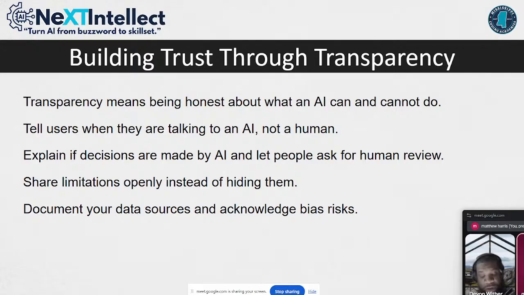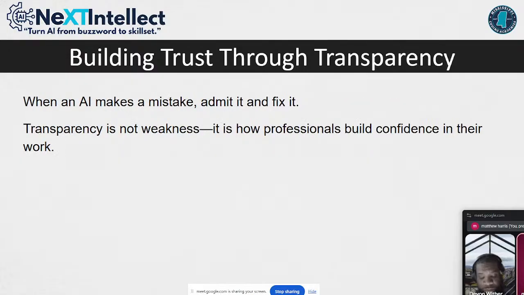Explain if decisions are made by AI and let people ask for human review. Share limitations openly instead of hiding them, and document your data sources and acknowledge bias risks. When AI makes a mistake, admit it and fix it. Transparency is not weakness, it's how professionals build confidence in their work.